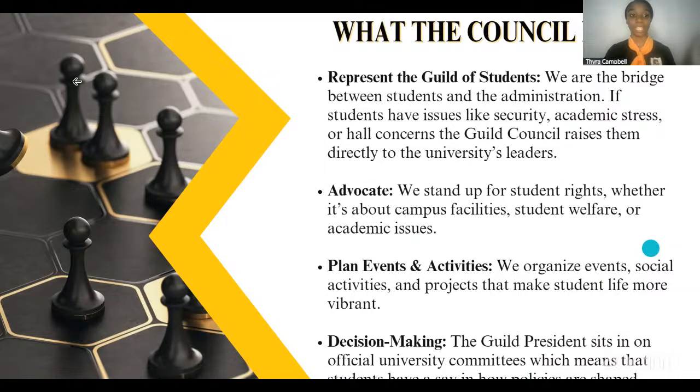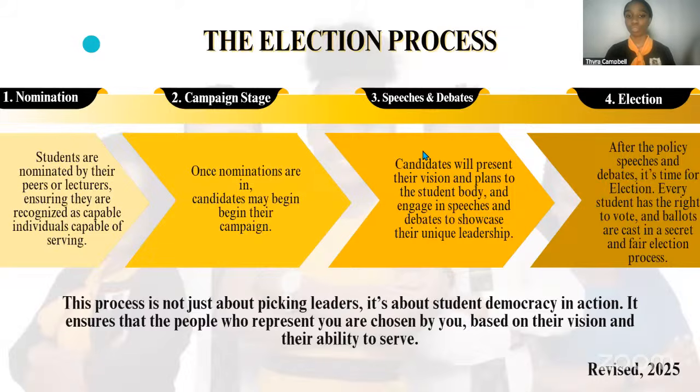Let us go through the election process. How do you choose your representatives? First, students are nominated by their peers or lecturers. This ensures that they're recognized as capable individuals of serving you, representing you, being your voice. After the nomination period, and once it is approved, persons can go on to the next stage of the election process, which is the campaign stage.